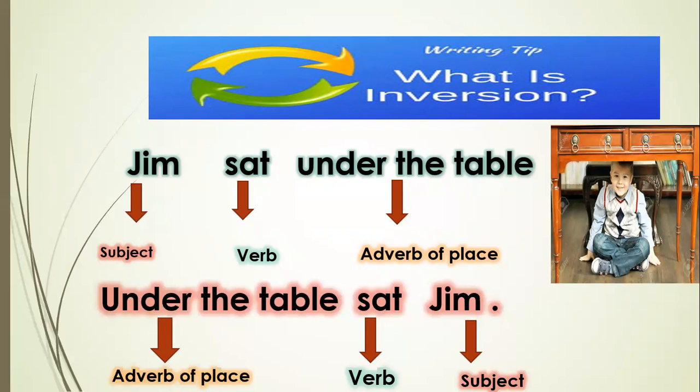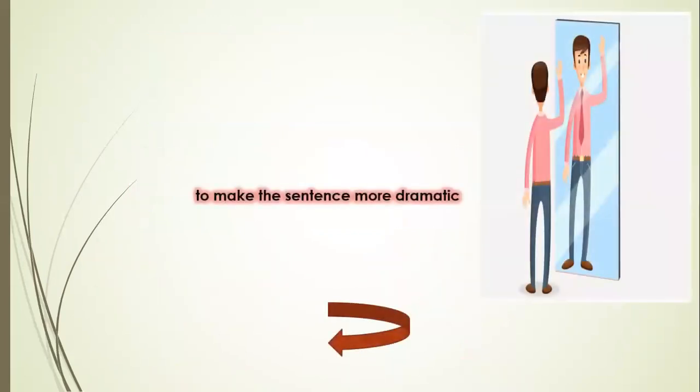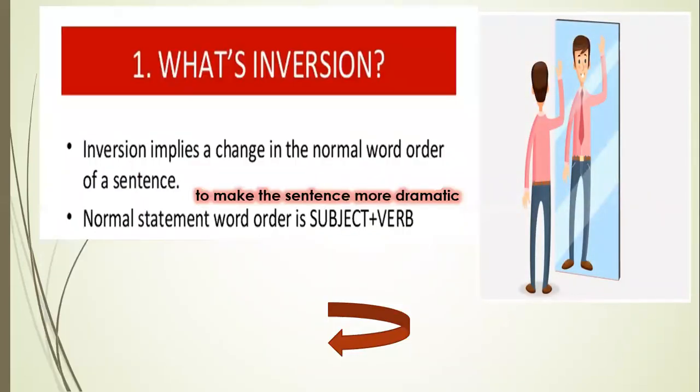So we have two ways in English to say the sentence. The first one is the normal order, subject, verb, complement. The second structure, or the second word order, to make my sentence more attractive, you can use the opposite word order. In our lesson today, you are going to know that inversion means to change the normal word order of your sentence to make it more dramatic or attractive or noticeable.